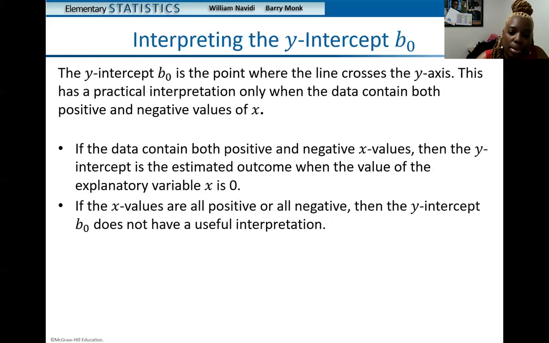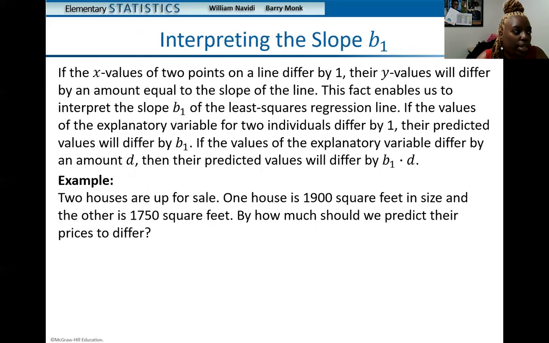All right. So let me explain that a little bit better using this example. It says, if the x values of 2 points on a line differ by 1, their y values would differ by an amount equal to the slope of the line. This is the interpretation of the slope. So up 1 and over whatever, all right? This fact enables us to interpret the slope of the least square regression line. If the values of the explanatory variable for 2 individuals differ by 1, their predicted values will differ by B1.